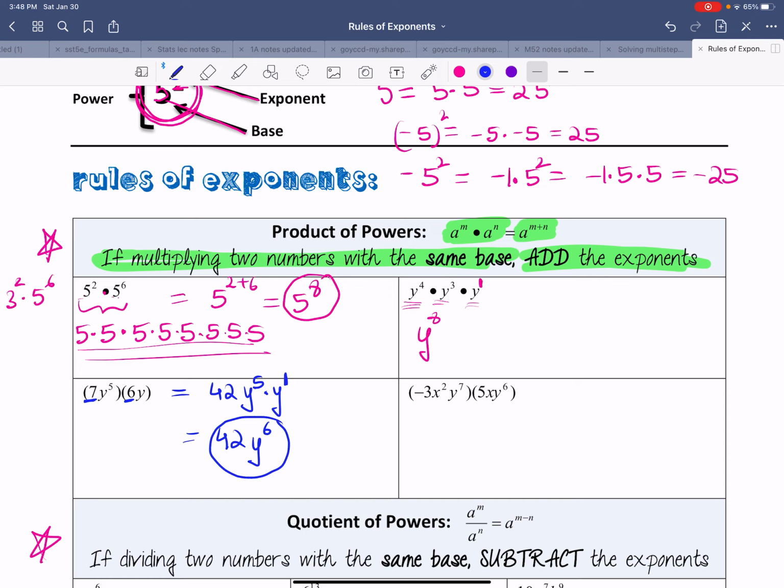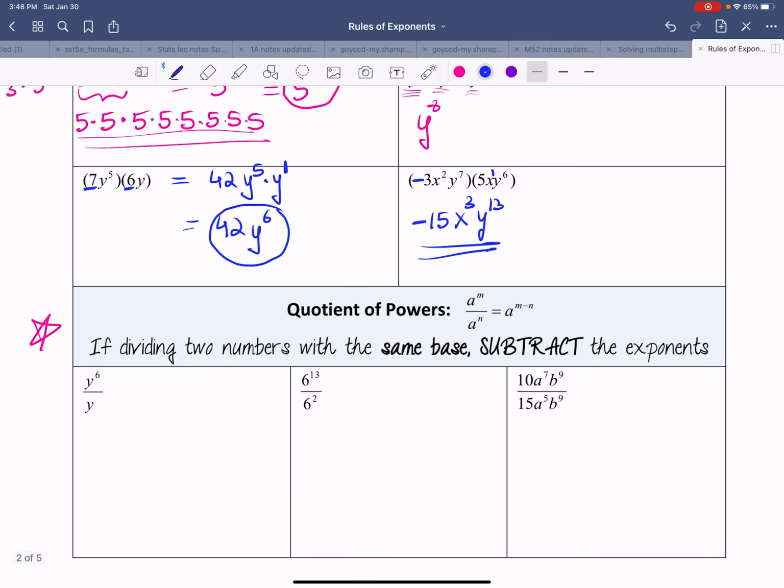Next, we are going to take care of the signs first. So negative times a positive number is going to be negative. 3 times 5 is 15. x to the second times x to the first power, we're going to add the exponents. x to the third. y to the 7 times y to the 6th is y to the 13. That's the end product here.